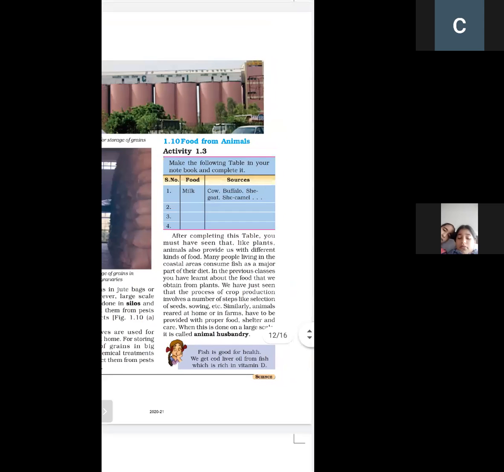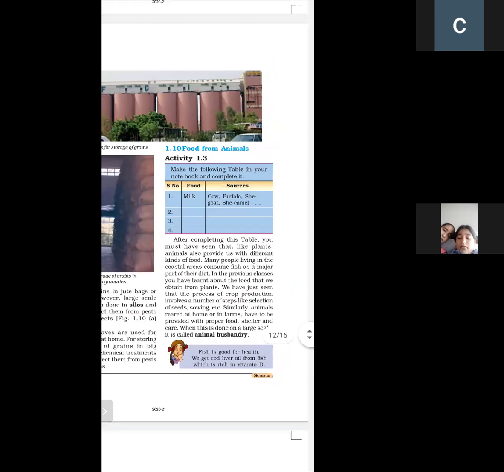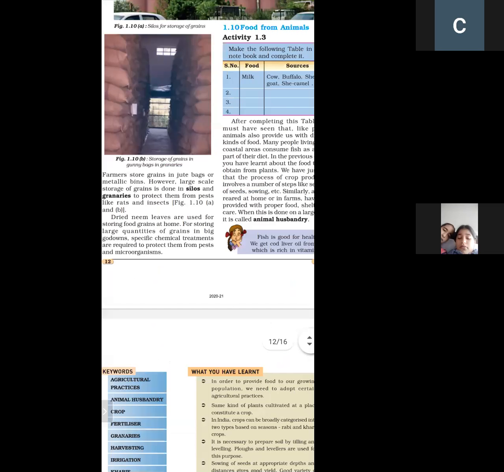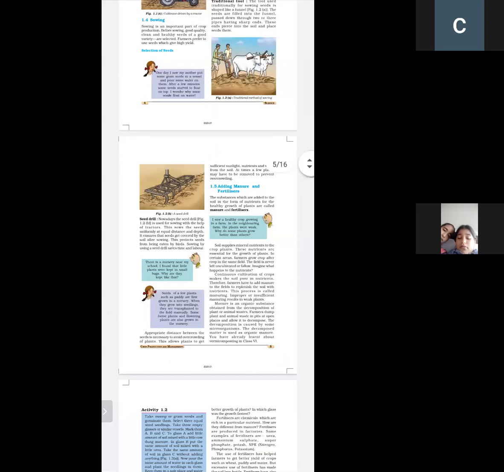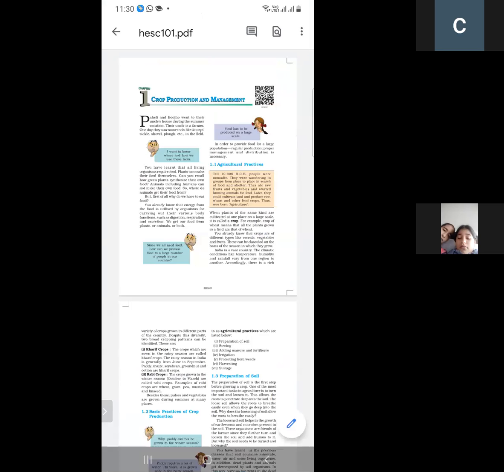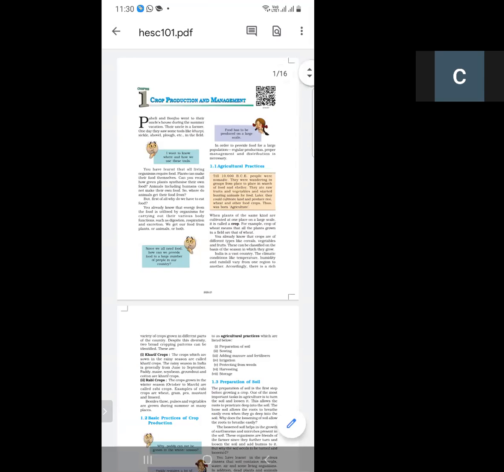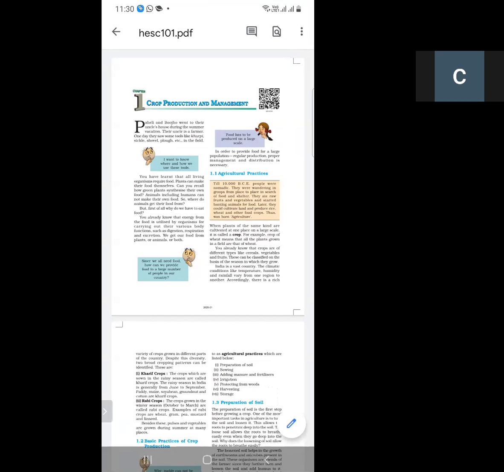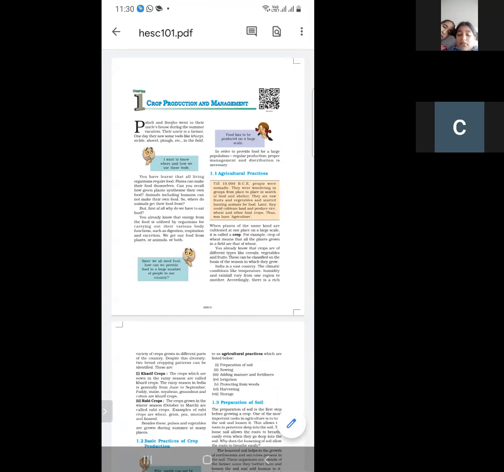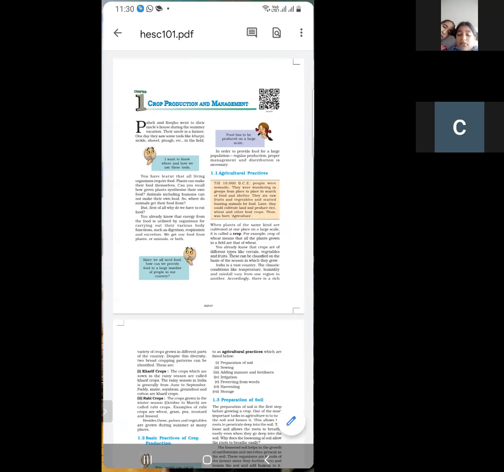Any query regarding lesson 1? Students, please raise your hands. Any query regarding lesson 1?